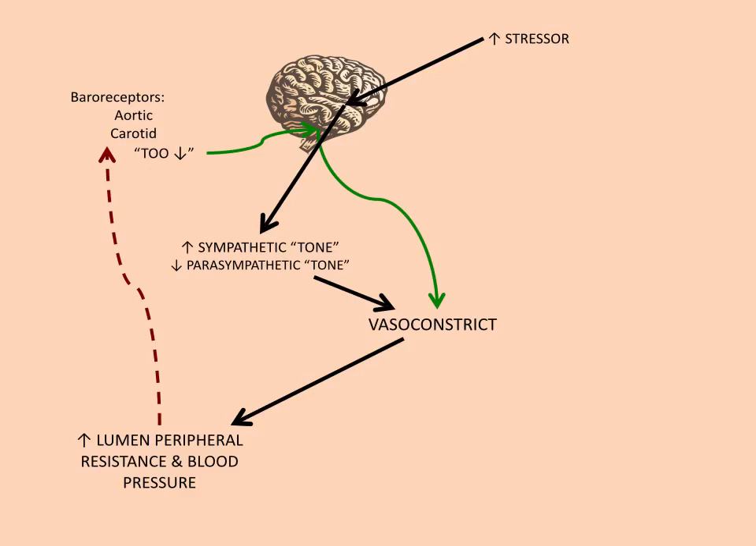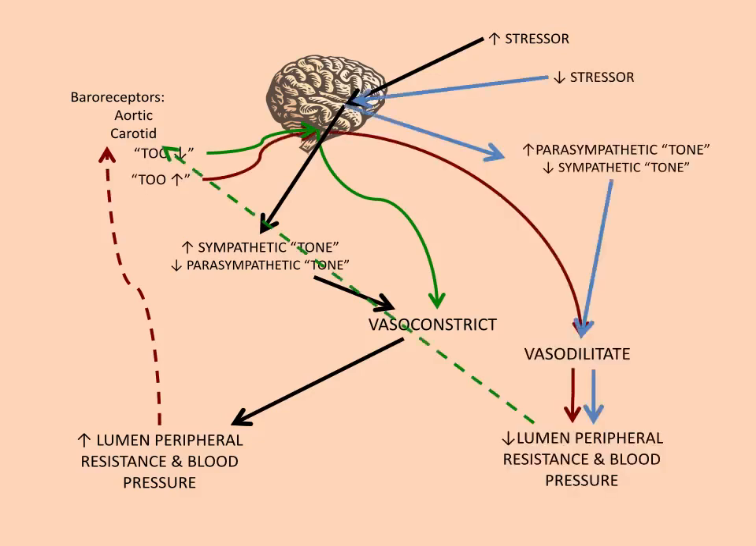On the other side, if we happen to have a signal of too high of pressure, we end up getting a signal that will lead to a vasodilatation response. This same thing happens when we have a reduction of the stressor. What this does is increase the parasympathetic tone and decrease the sympathetic tone. We get that vasodilative response, which means that we get a decrease of luminal resistance and a decrease of blood pressure.